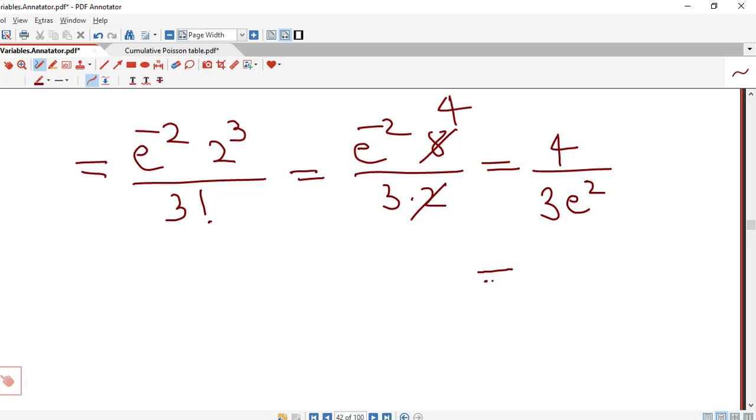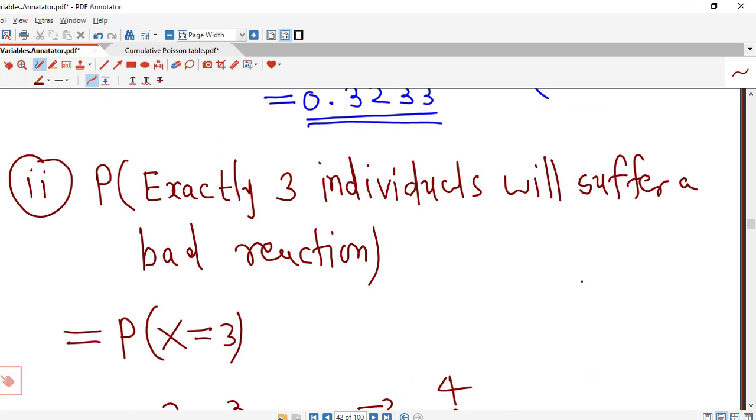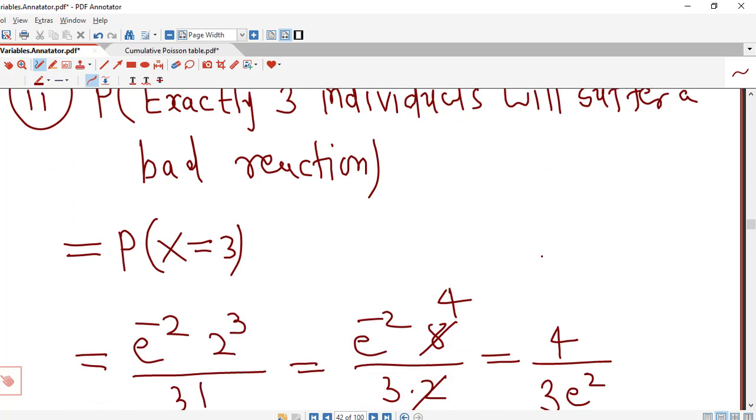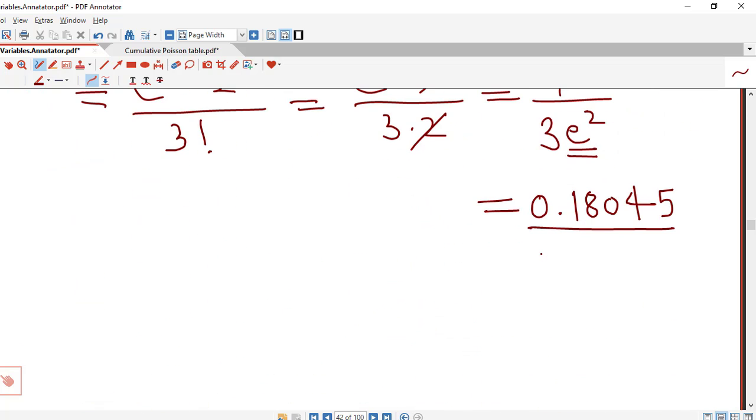And if we use the value of e using a scientific calculator, we obtain 0.18045. So this is the probability that exactly 3 individuals will suffer a bad reaction.